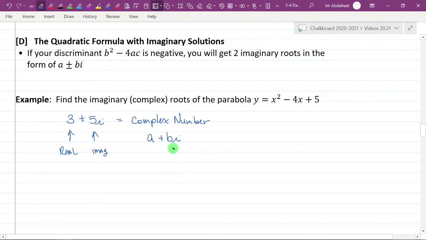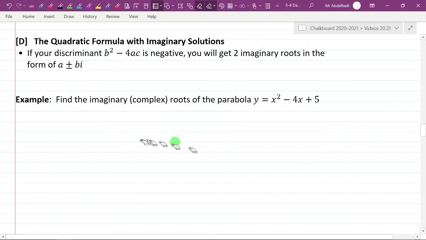So when you combine real and imaginary, they're not like terms. Think of it like x. You treat i like x. You wouldn't add 3 plus 5x to get 8x. No. So 3 plus 5i, same thing. You don't add them together. They stay separate. This is your a. This is your bi. A plus bi. So we're going to get two answers, two complex roots. Like we saw on Desmos, there's going to be two imaginary roots, and they're going to be in the form of a plus bi or a minus bi.